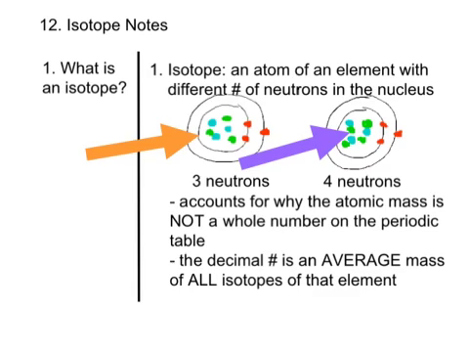So again, we have that decimal number on the periodic table because we have different isotopes of elements that have different numbers of neutrons in them, and so to get the average mass, we would have to average them out, add them all up, and divide by the number of atoms of that element to get an average mass of all the isotopes. So that's what we see on our periodic table.